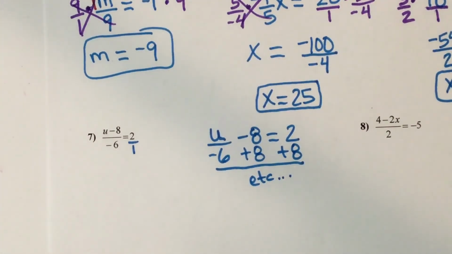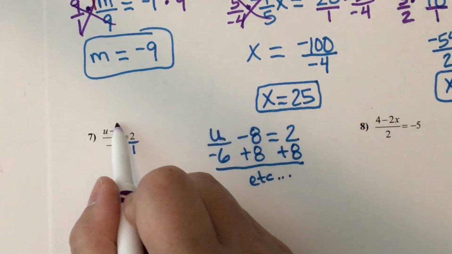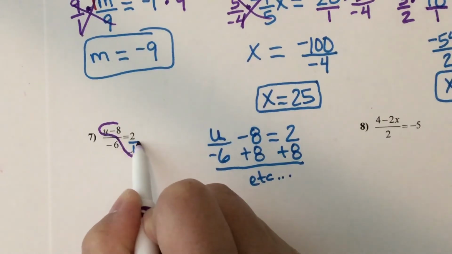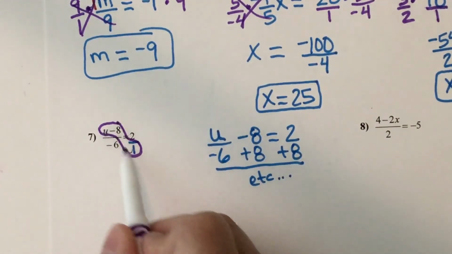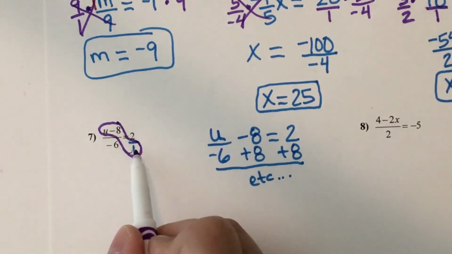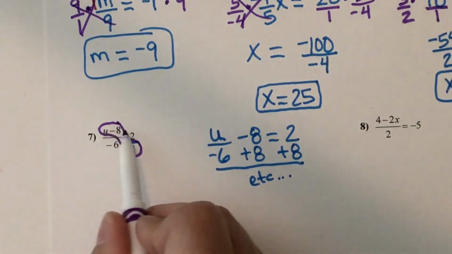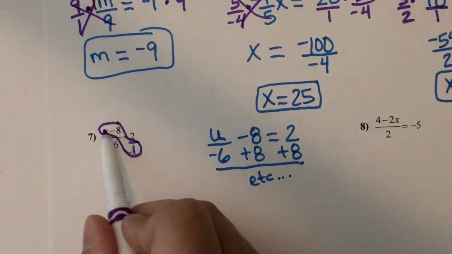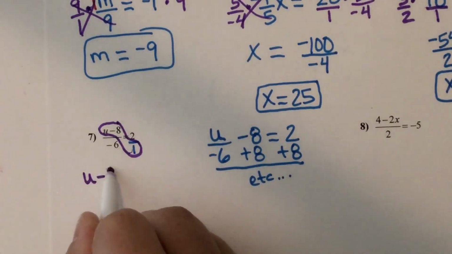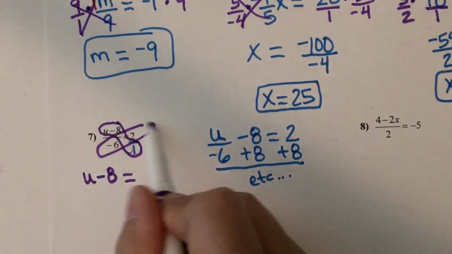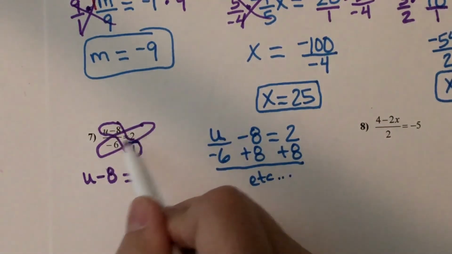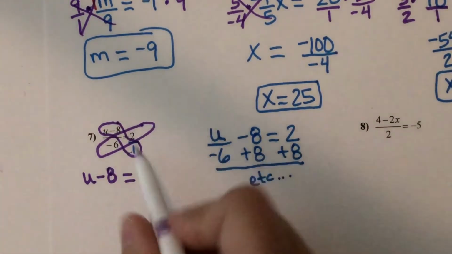And you solve proportions by cross multiplying. That little butterfly that you guys learned a long time ago. So I take 1 times u minus 8, and 1 times anything is just whatever that anything is. So 1 times u minus 8 is u minus 8. Then you put your equal sign, and then you multiply the other diagonal. And negative 6 times 2 is negative 12.